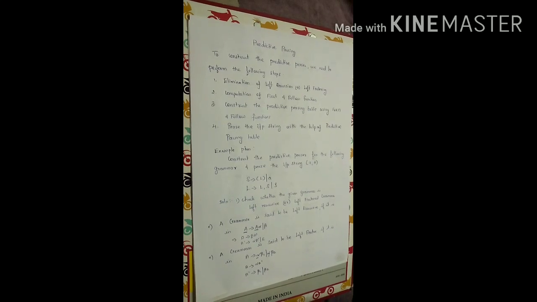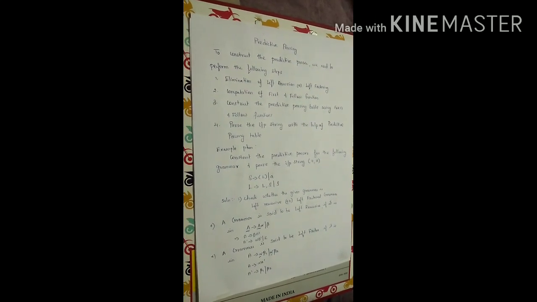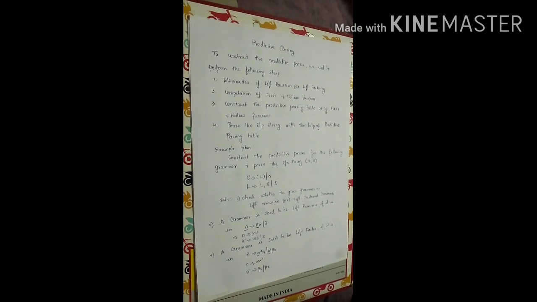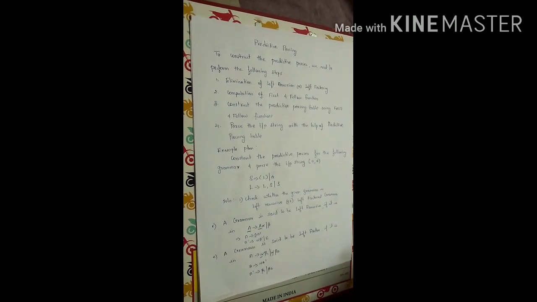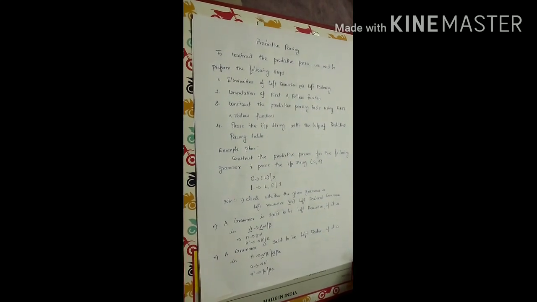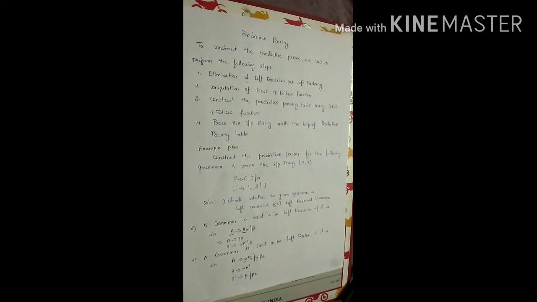The parsing table is a two-dimensional table, that is, a two-dimensional array. It can be represented as M[A, a], where A is a non-terminal and the small letter a represents the current input symbol.